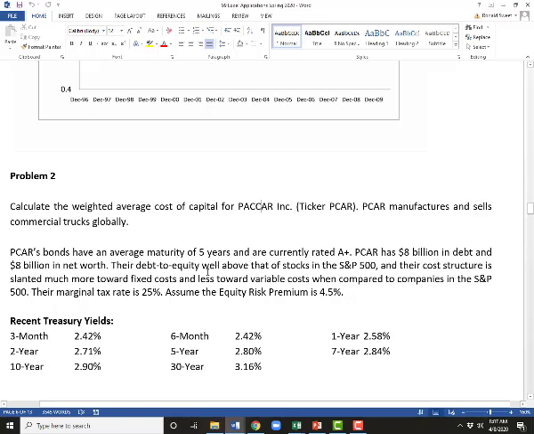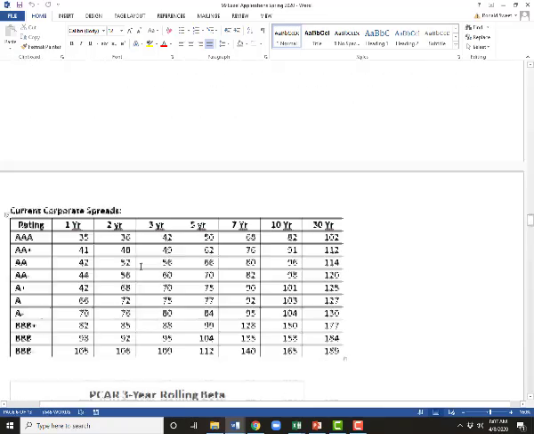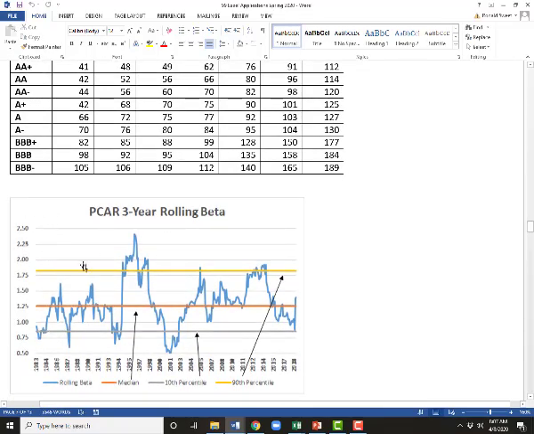Second step is operating leverage. I'll tell you here that their cost structure is slanted more toward fixed costs. So talk about operating leverage. Does that imply higher beta or lower beta? And their debt to equity is well above that of the actual S&P 500 stocks. What does that say about financial leverage? And then look at their history and decide on a beta for your company.